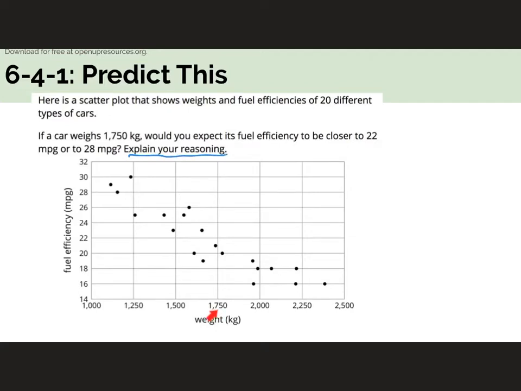If I'm looking at a vehicle that has a weight of 1,750 pounds, according to the scatter plot, its fuel efficiency is going to be closer to that 22 mile per gallon range. It's not looking like it's going to be up here near 28.